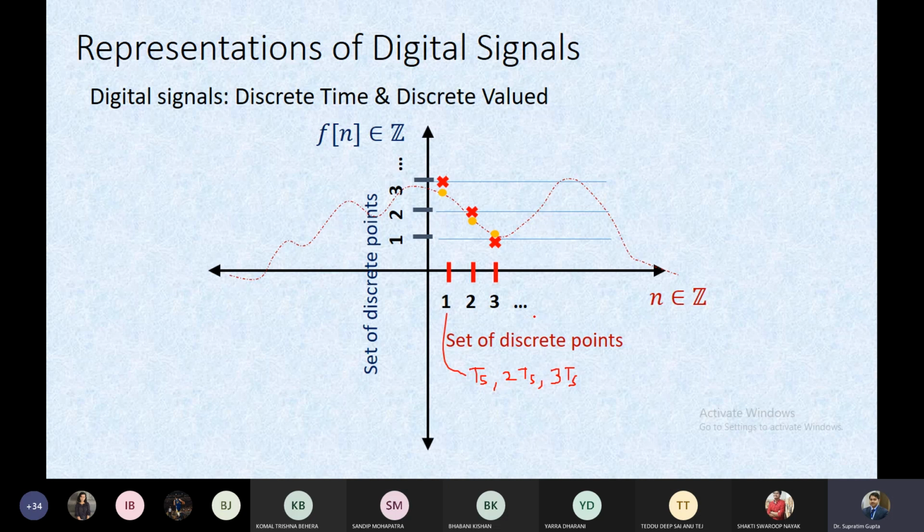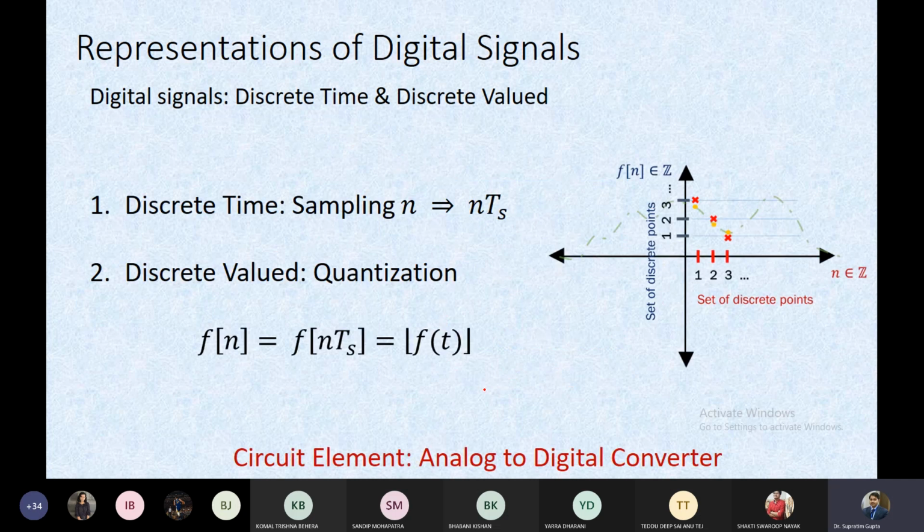So Ts is one factor which will also come in the representation of the signal, and we need to be concerned about that, because of this sampling we have some issues which are to be taken care of. And for discrete values, there is quantization, and quantization is done like this, say f[n] equal to f(nTs), and this is the floor or ceiling or round off depending upon your quantization process.